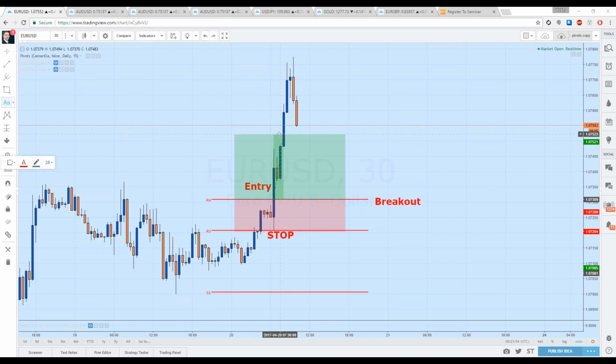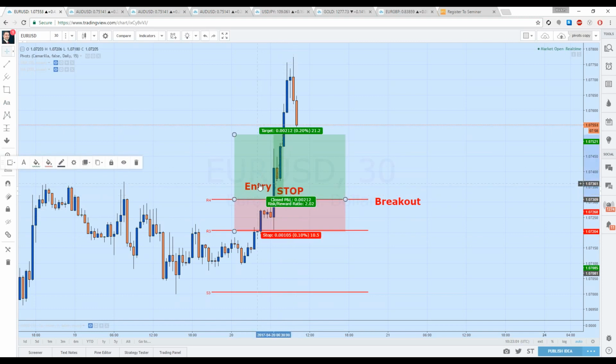Once the trade goes in your favor by one extension of the range, consider moving your stop to break even.